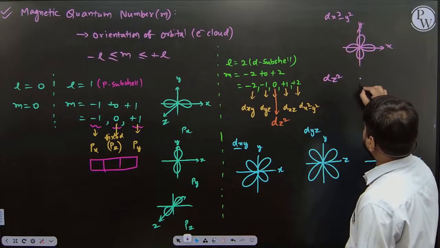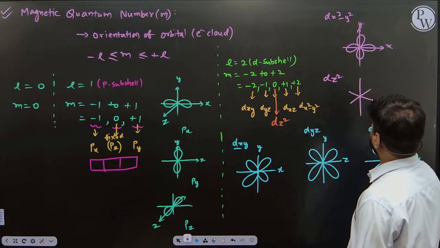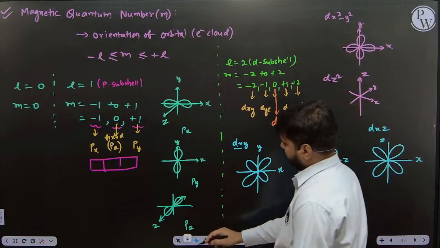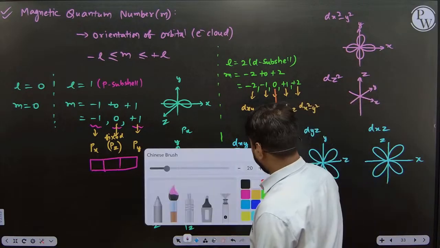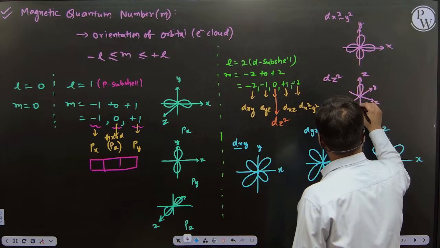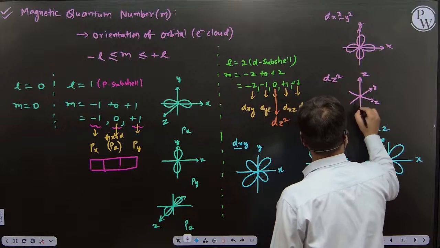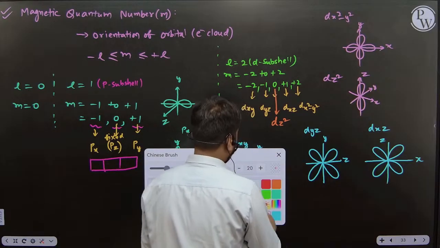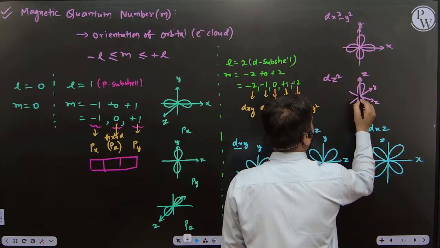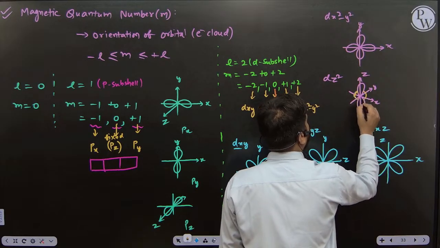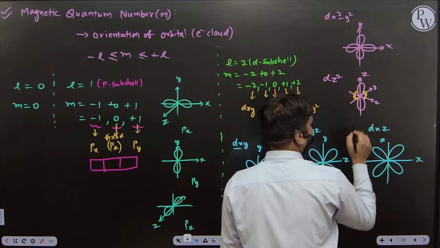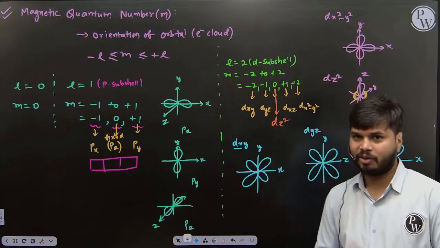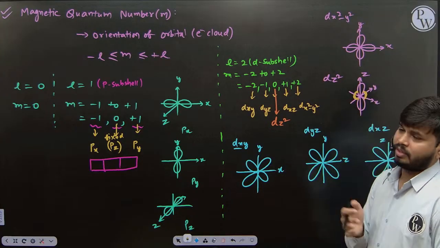dz square. For the dz square, we are having this z direction, x direction, y direction. ठीक है. Now for the dz square, electron density will be on the z axis. However, there is a small ring which is present on the xy plane that will also be containing the electrons. Okay, so there is a ring present in the xy plane that will also be having some electron density. Okay, major electron density will be present on the z axis.